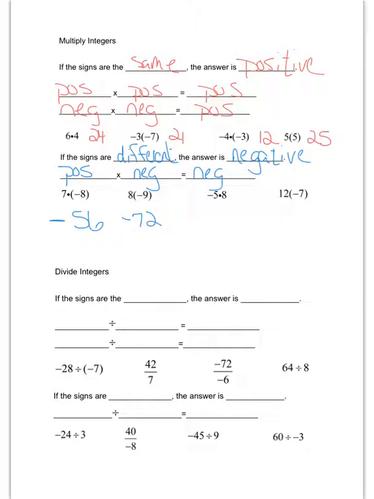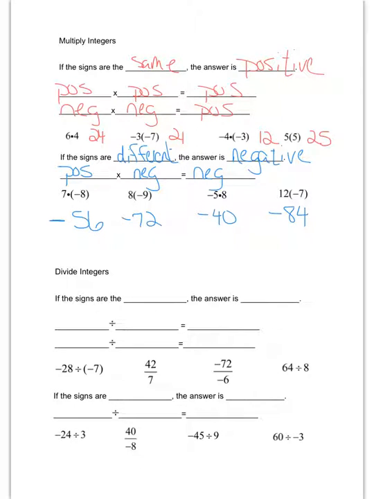Why don't you pause the video, work the next two, then turn the video back on to check your work. All right, did you get negative 5 times 8 was negative 40, and 12 times negative 7 was negative 84.